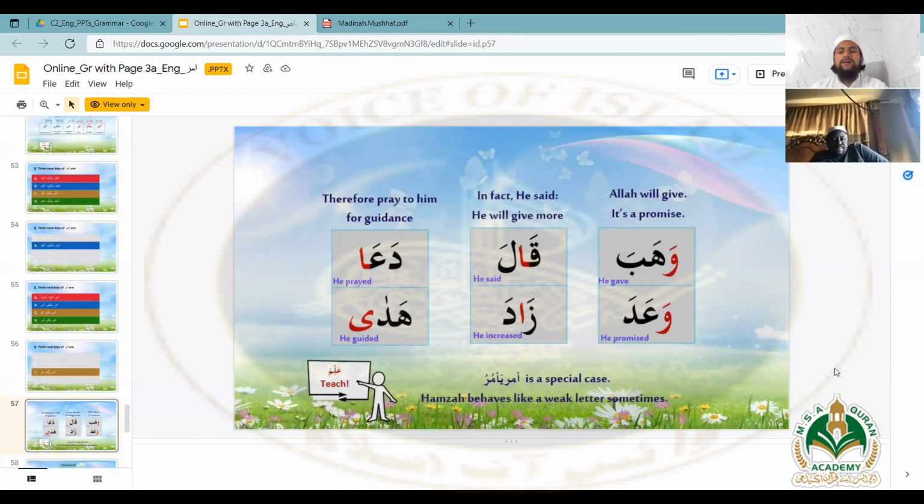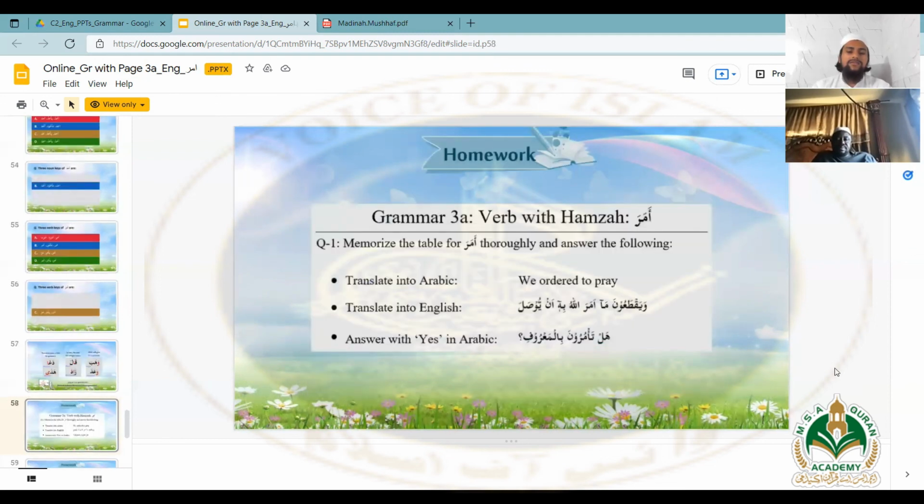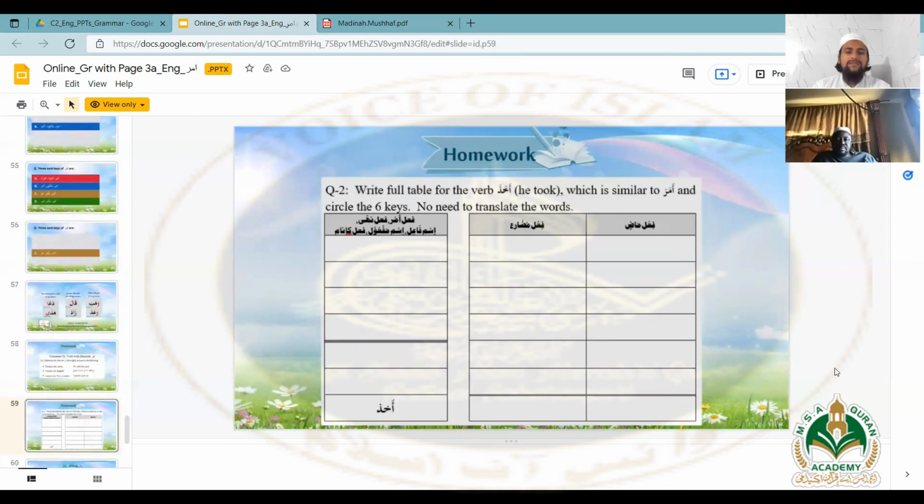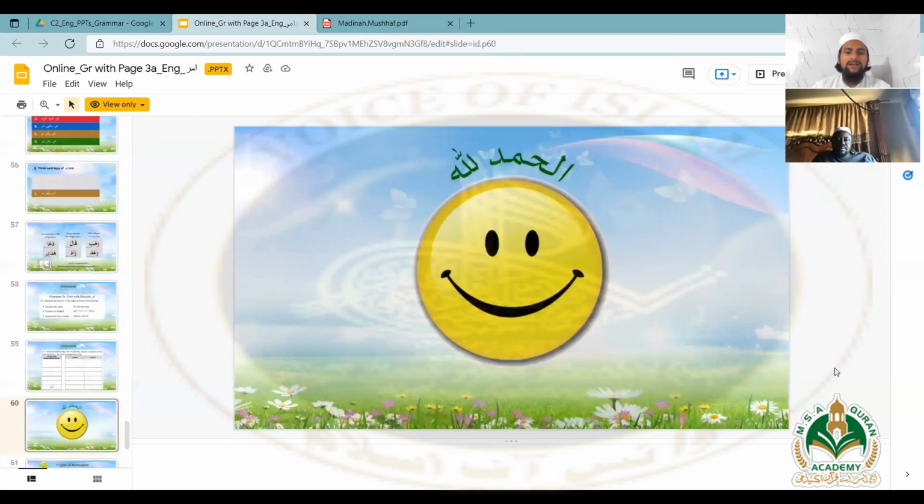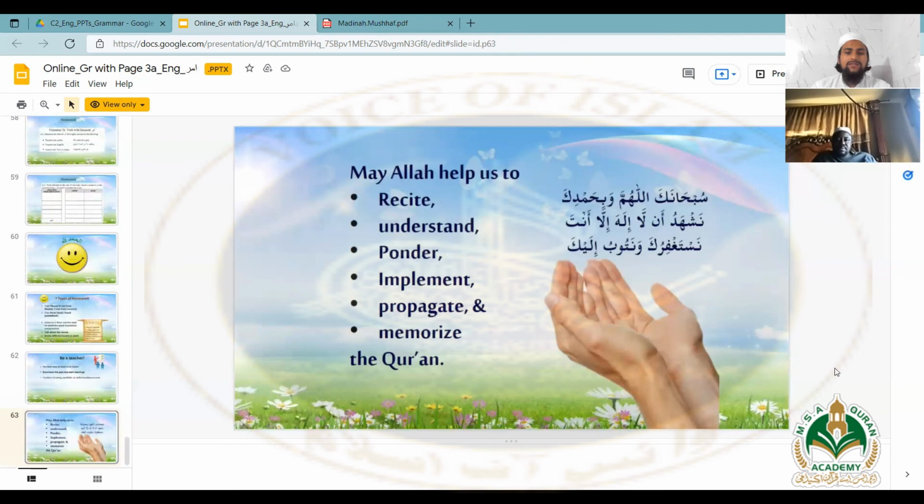Wahaba, he gave. Wa'ada, he promised. Qala, he said. Zada, he increased. Da'a, he prayed. Hada, he guided. MashaAllah. This is your homework, and you have it in your textbook, alhamdulillah, and in the workbook also.